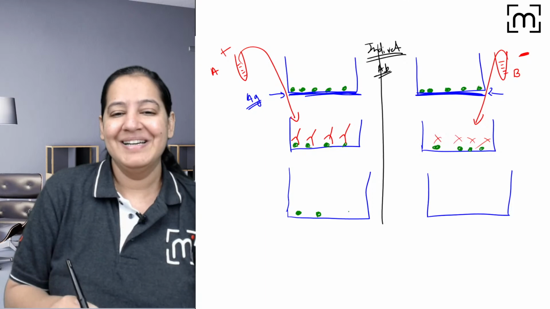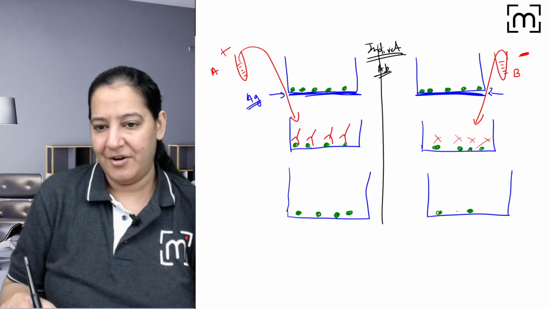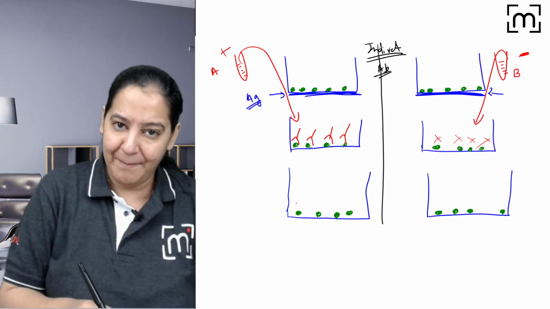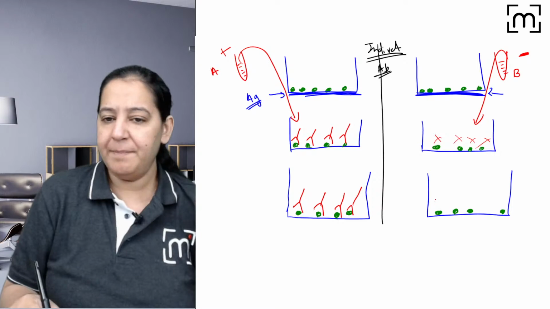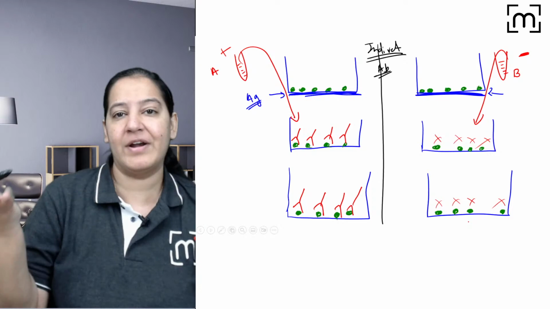Okay, so this is your patient A, the antigen, and this is your patient B, the antigen. I have to draw the same thing again and again to explain you, right? In patient A, the antibody is present, so it is an antigen-antibody reaction. In patient B, no antibody because it is a negative sample, right? But we don't know now whether the patient is positive or negative. That's why we are testing.